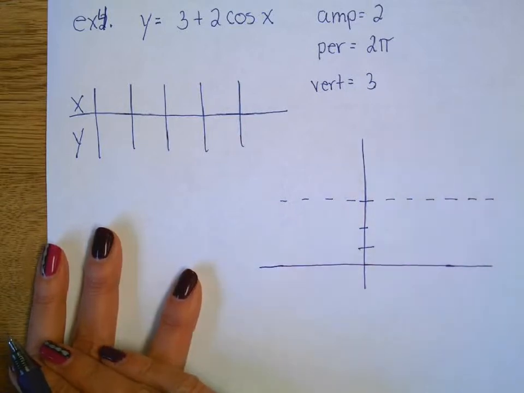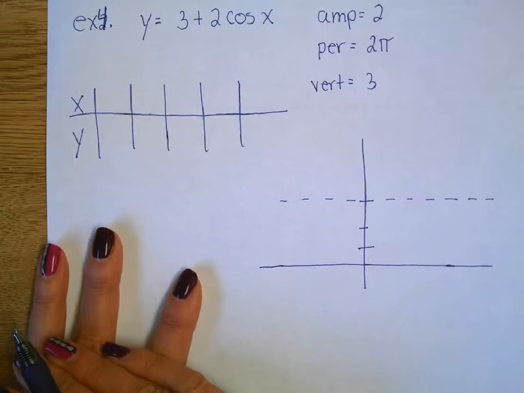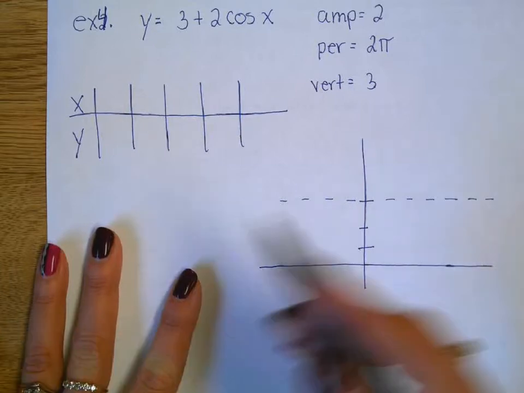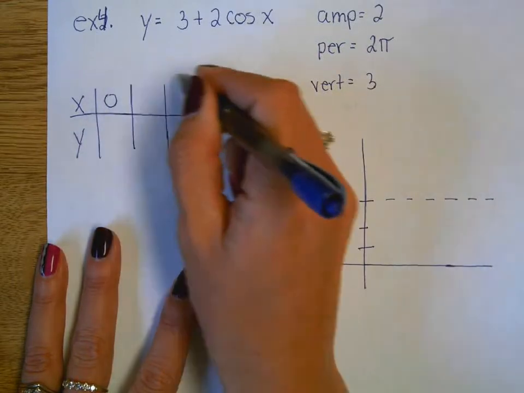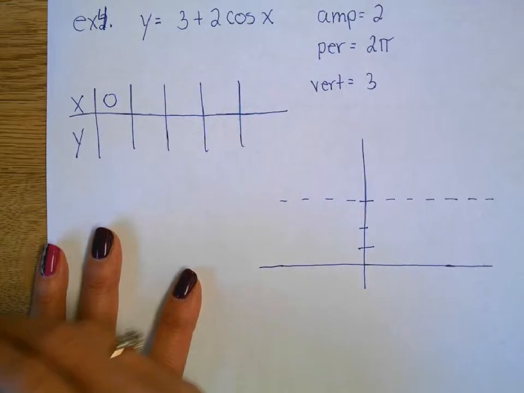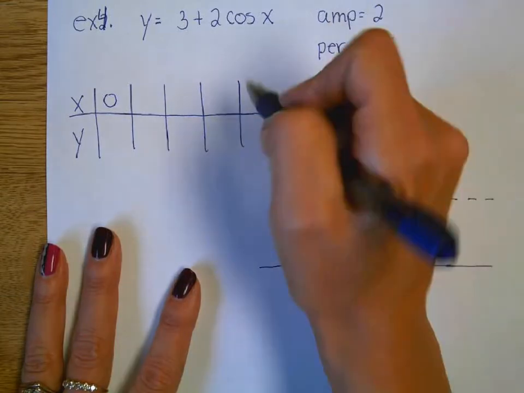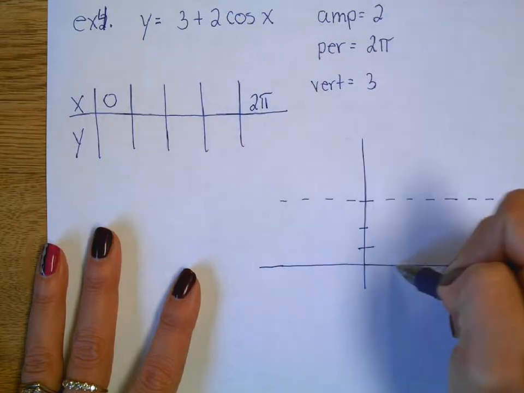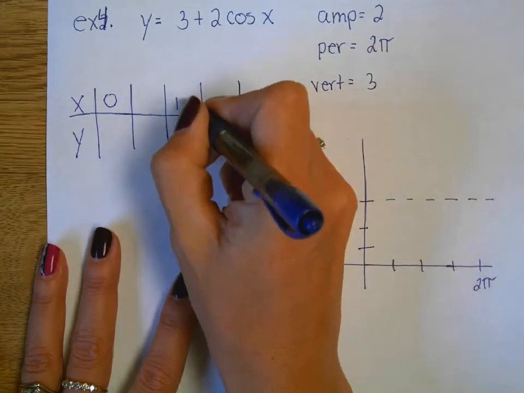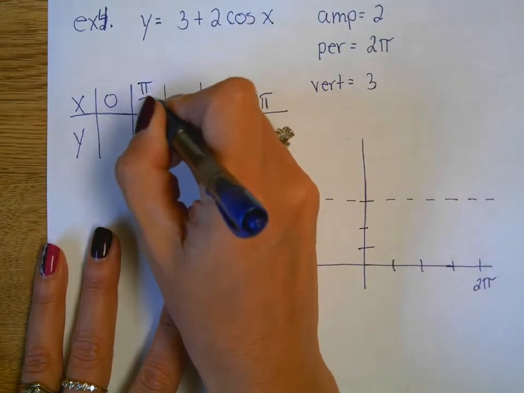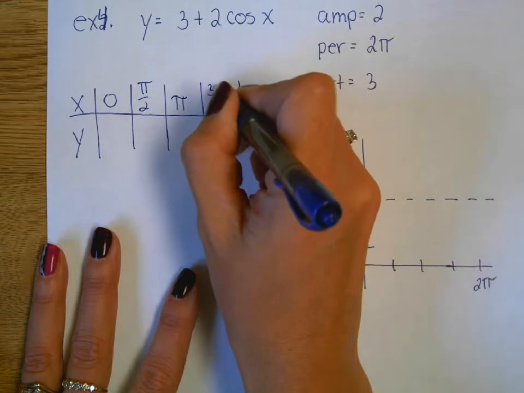Okay. So, x values. Where is my first x value? 0. Where do I get my last x value from? The period, which is 2 pi. So this thing's going to go from 0 to 2 pi. And this is easy to average to get the middle. We got pi. We got pi over 2. And we've got 3 pi over 2.